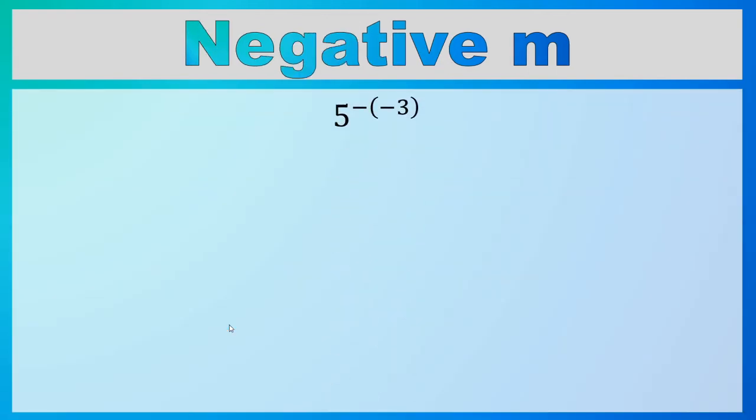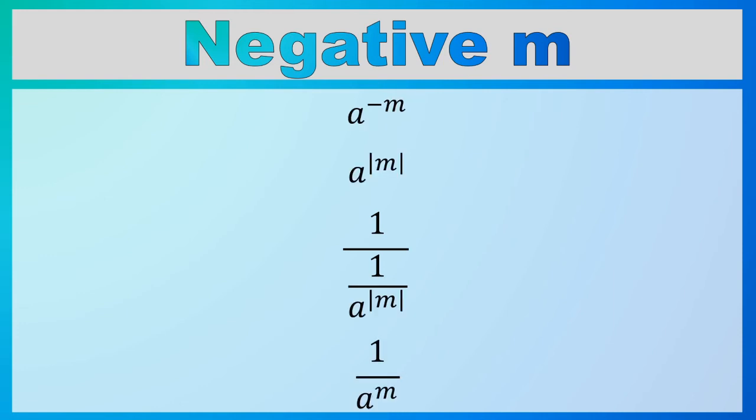And you can do likewise with variables. 5 to the negative of negative 3. Well, negative of negative 3, that is 3, and so we have 5 cubed. 5 cubed, that is 1 over 5 cubed. Now we just learned that 1 over 5 cubed is equal to 5 to the negative 3, and so we get this. And you can do likewise with variables. 0 is neither positive nor negative, so this is a separate case.